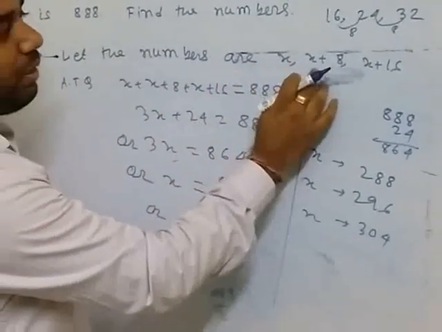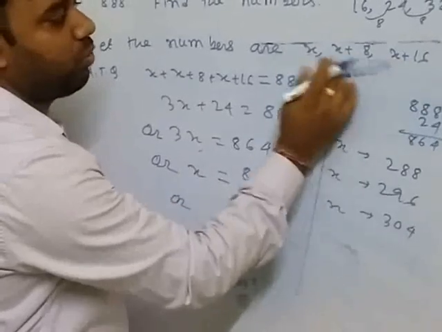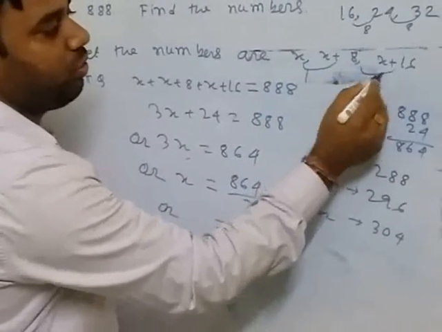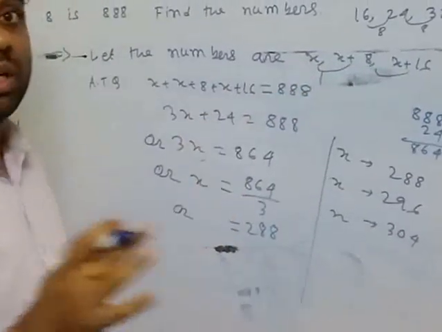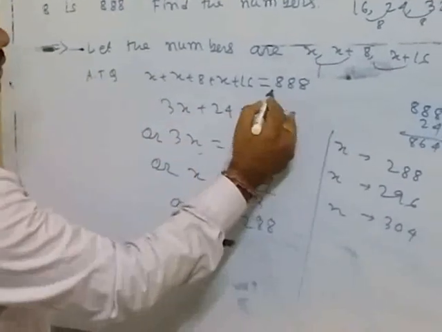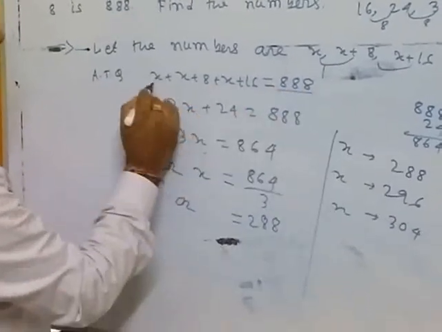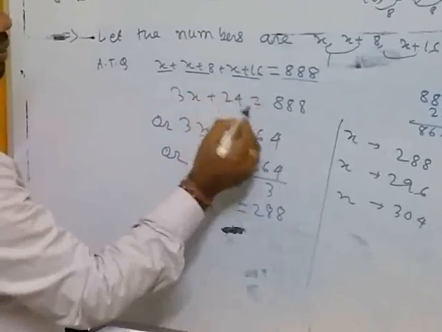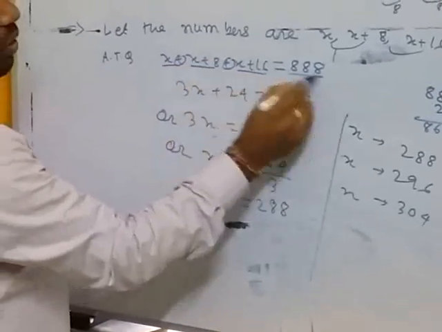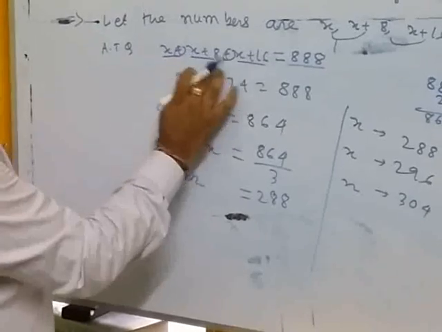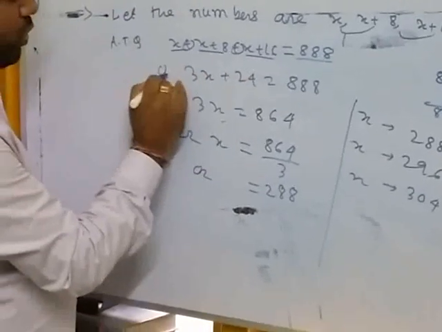Okay, so first multiple x, second multiple x plus 8, third multiple x plus 16. Difference between these two, 8. These are the consecutive multiples of 8, and their sum is 888. First multiple, second multiple and third multiple, and sum equal to 888. x plus x plus x, that is 3x plus 24.